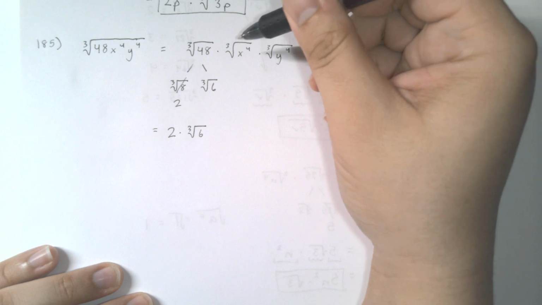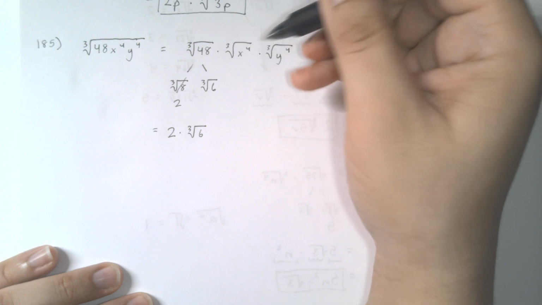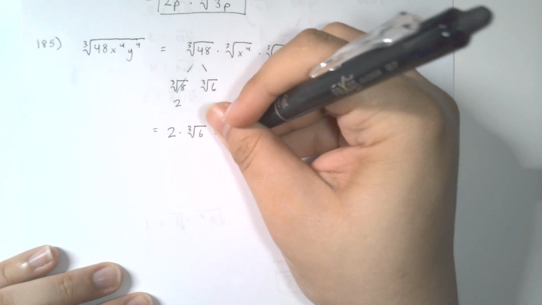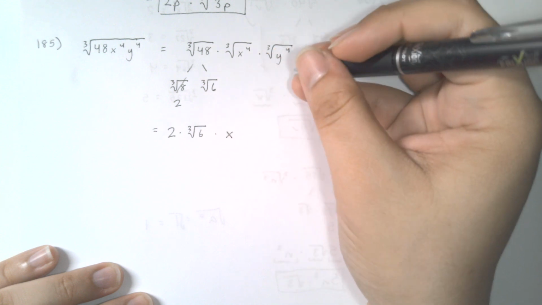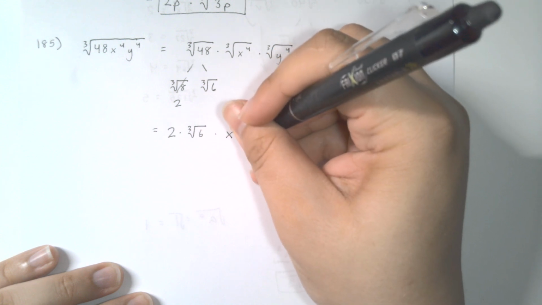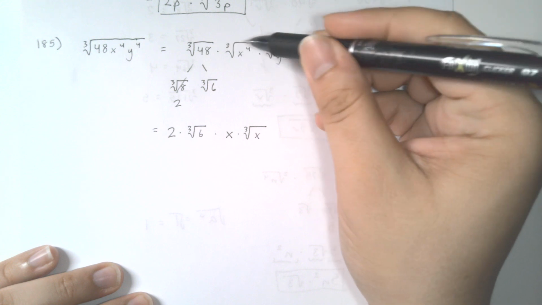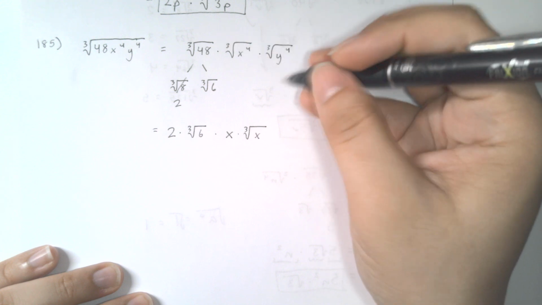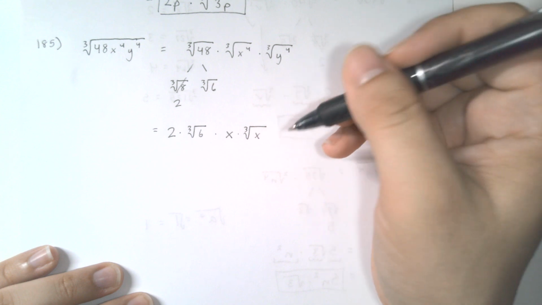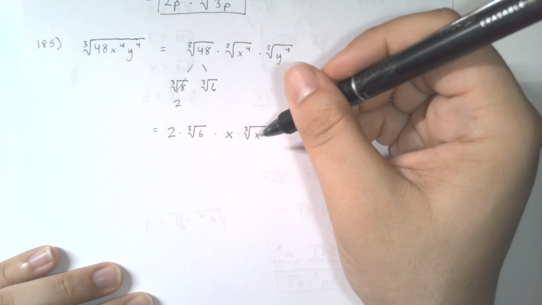Then we ask ourselves, how many times does 3 go into 4? Well, 3 goes into 4 once. So we have x times the cube root of x to the power of whatever the remainder is. Well, 3 goes into 4 once with a remainder of 1. So we would write a 1 right here, but we don't need it. So it's just x times the cube root of x.